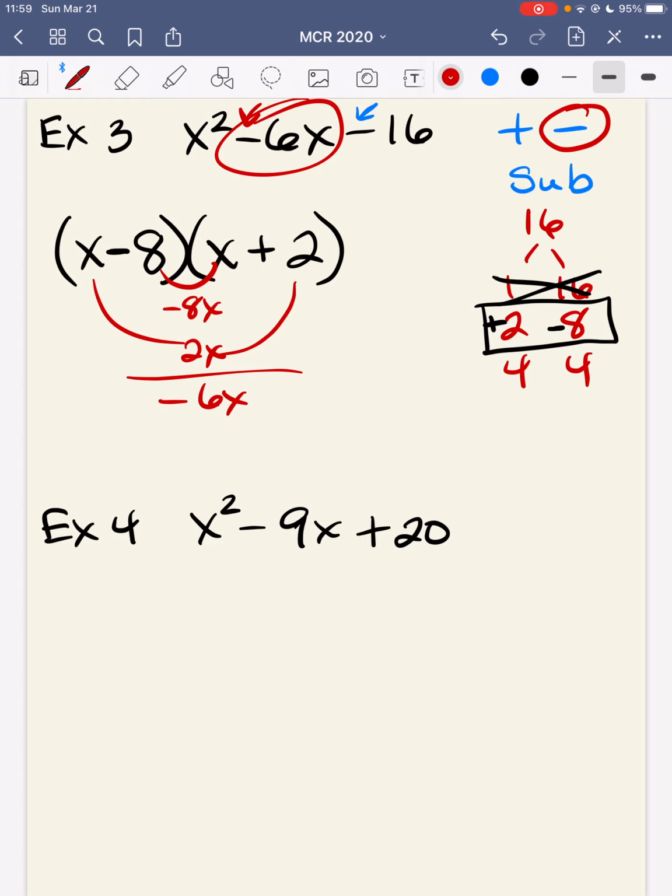I encourage you to try 4, and then go ahead and pause it for a moment, and then check and watch me do it. Okay. So in this case, 4, the sign is plus, which means my signs must be the same. I'm adding to get my middle number. And my signs must be negative in this case.